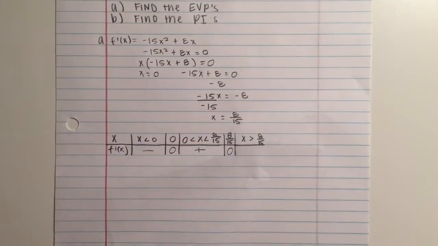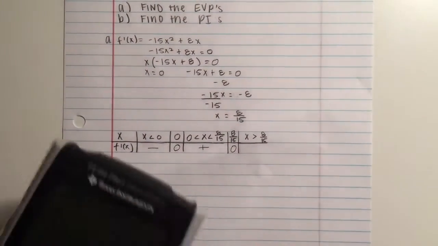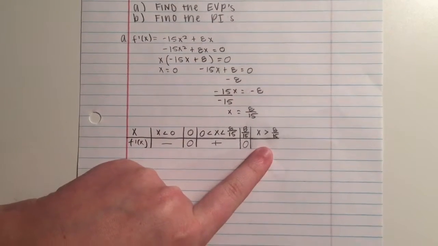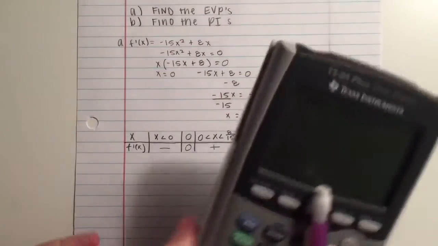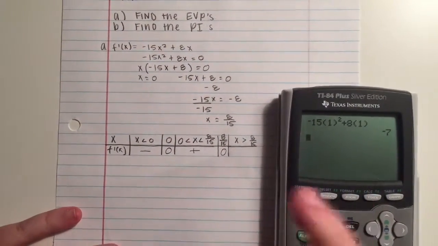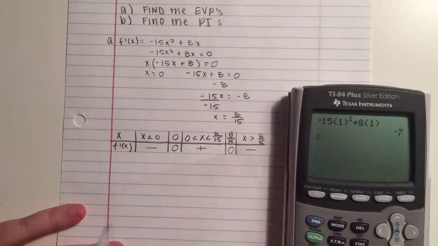As I just said, 8/15 is a little bit more than half. So the number I chose greater than 8/15 to plug into the derivative was 1. And I went ahead and plugged that in, and I came up with a negative value. So I'm going to mark a negative here.